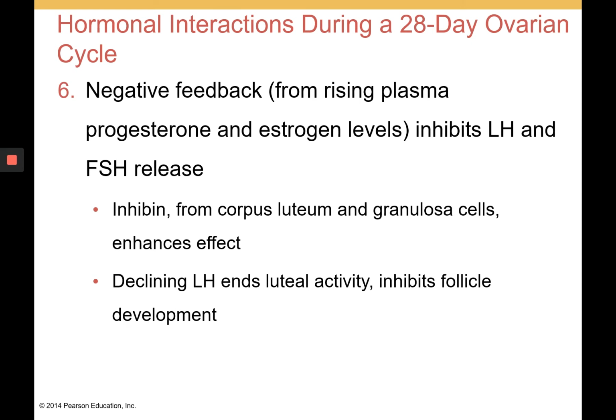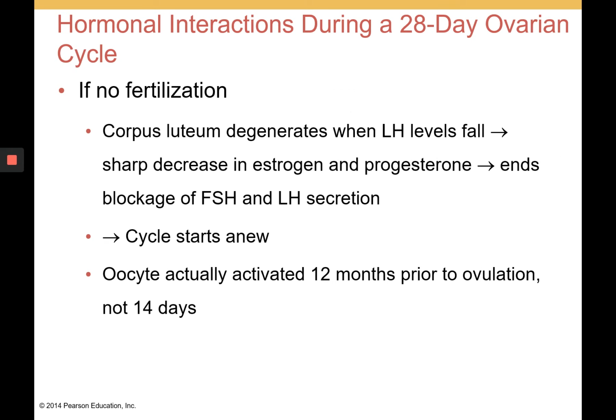Again, negative feedback. Progesterone and estrogen levels will feed back to the anterior pituitary and inhibit the release of luteinizing hormone and follicle-stimulating hormone. Inhibin helps out with that negative feedback, and that's from the corpus luteum or the granulosa cells. And declining LH does end luteal activity, so if no pregnancy occurs, LH activity will decline, and that'll cause corpus luteum activity to decline. It'll ultimately degenerate. So again, if no fertilization, the corpus luteum degenerates when the LH levels fall.